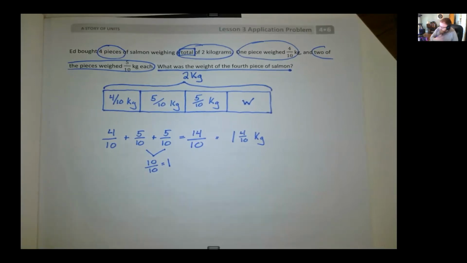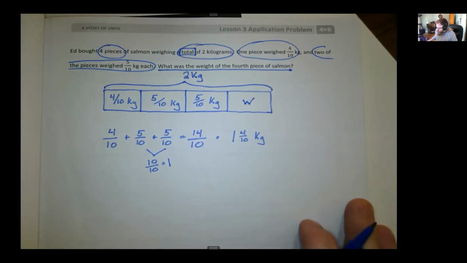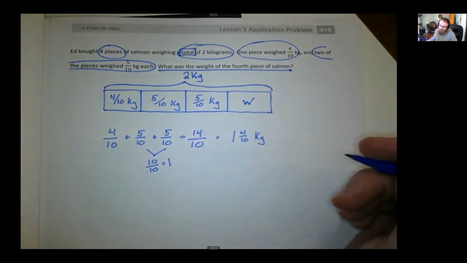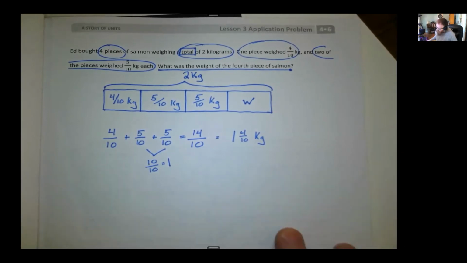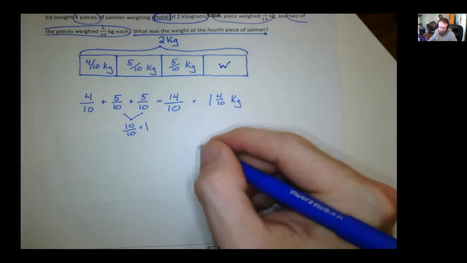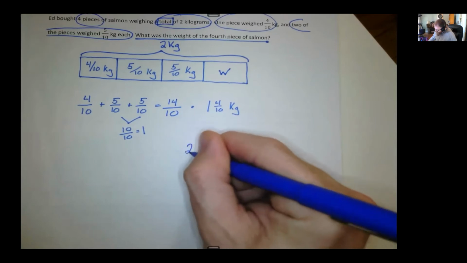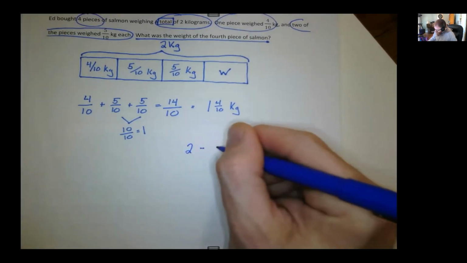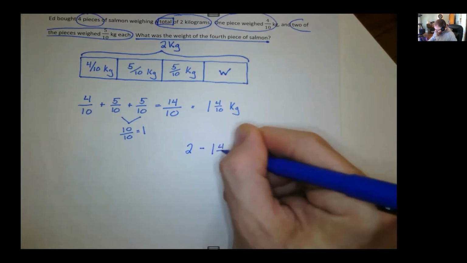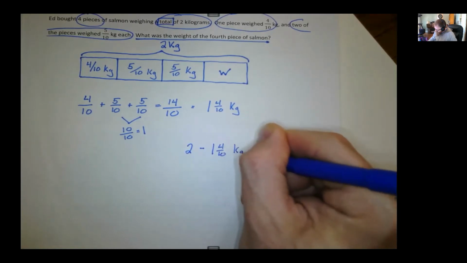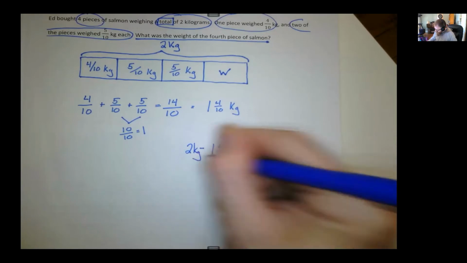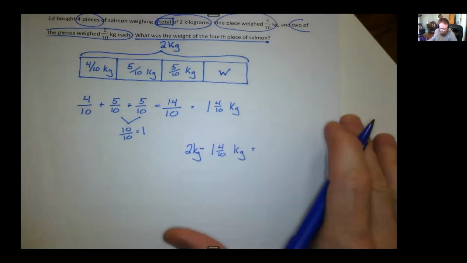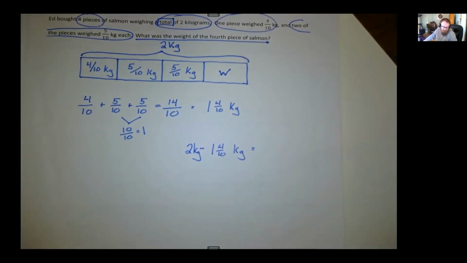Now that we have the combined value of the 3 pieces of salmon, we can subtract that amount from the total weight, right? So we're going to have a subtraction sentence that looks like this. Our total amount, 2 kilograms, minus 1 and 4/10 of a kilogram equals what? What is left over?